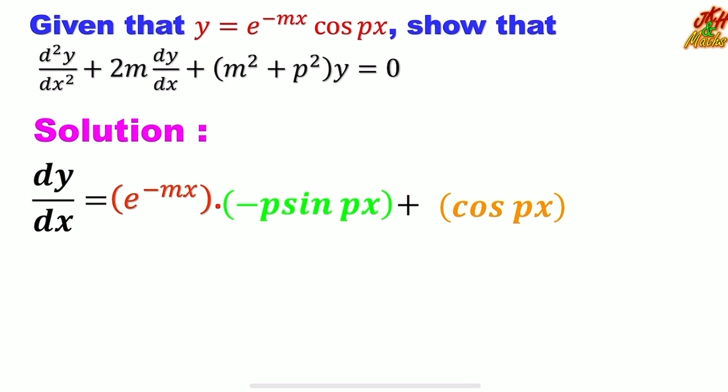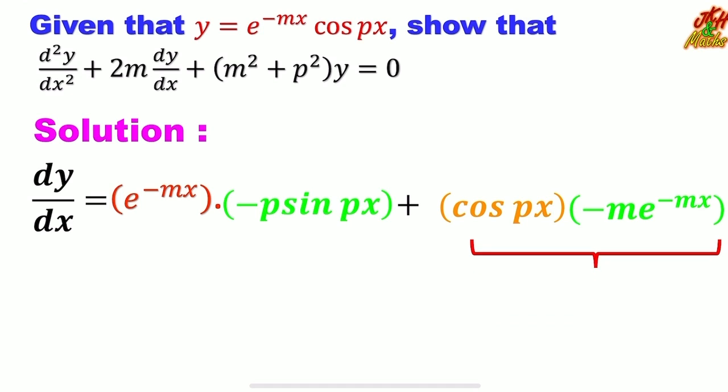cos px. Then we differentiate e to the power of negative mx with respect to x, which gives us negative m e raised to the power of negative mx. How do we get this answer? Because when we differentiate the power negative mx with respect to x, we have negative m. Then we multiply this with e raised to the power of negative mx, giving us negative m e raised to the power of negative mx.